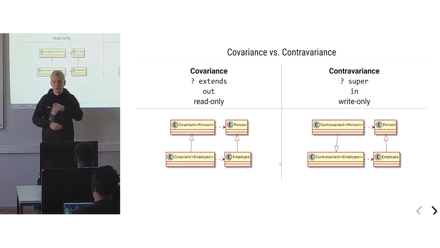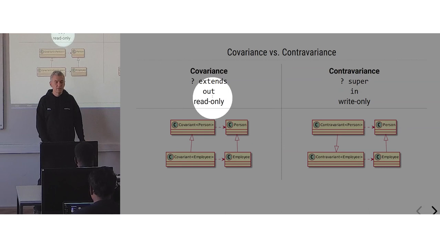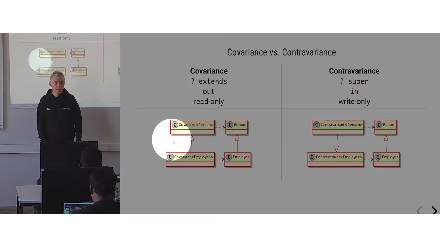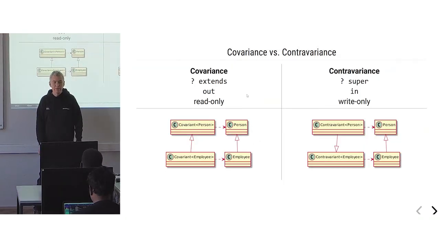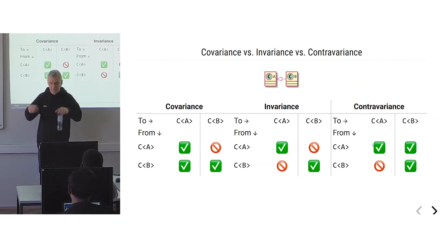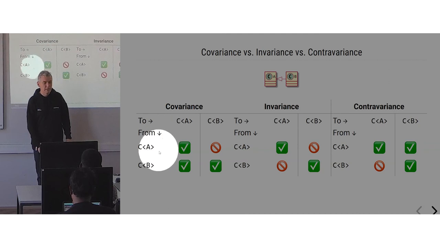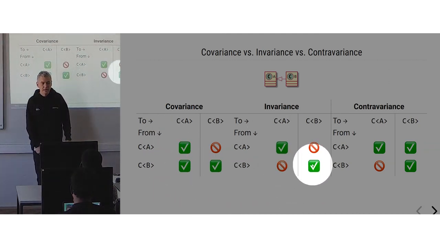And just for you to remember, covariance versus contravariance. Covariance is extends, covariance is out. Covariance is about reading values, and it looks like this on a UML diagram. Contravariance is super, it's in in Kotlin, it's about writing values, and it looks like this on UML diagrams. And we also have these matrices of what can be assigned to what. So covariance looks like this, the lower left corner. Invariance is just the diagonal, and contravariance is this corner.